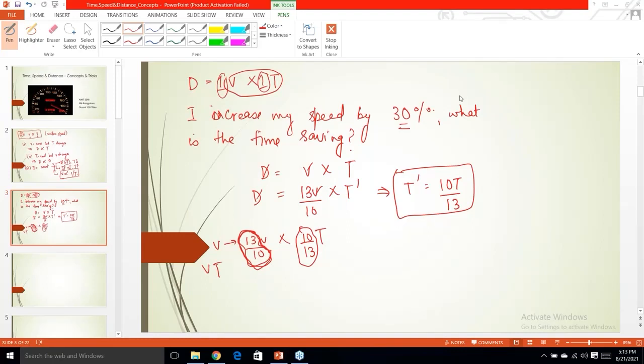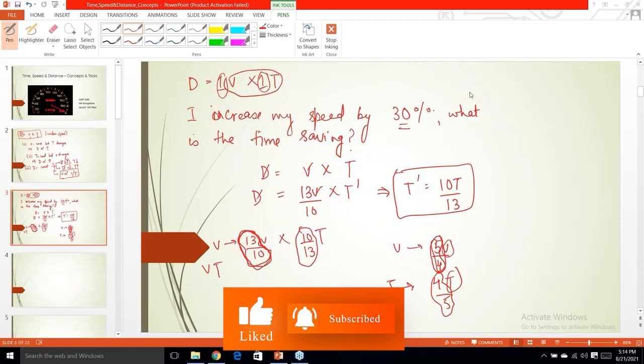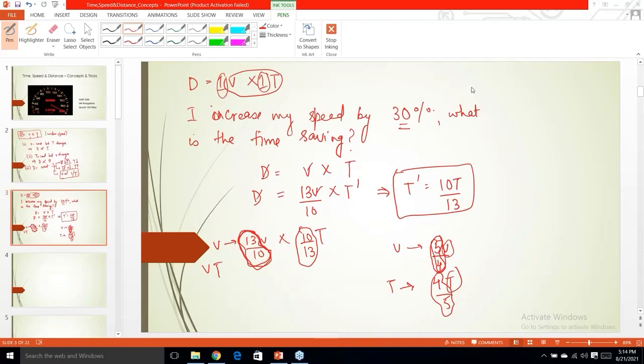Okay. So for example, if I say that my v changes from v to 5v by 4, I automatically know that this coefficient is 5 by 4. So my t would have changed from t to 4t by 5, right? Because 5 by 4 into 4 by 5 will be 1, and v is v and t is t, so the product will become vt, right? Understood? Any doubts to anyone? So this is the concept that you need to understand, right?